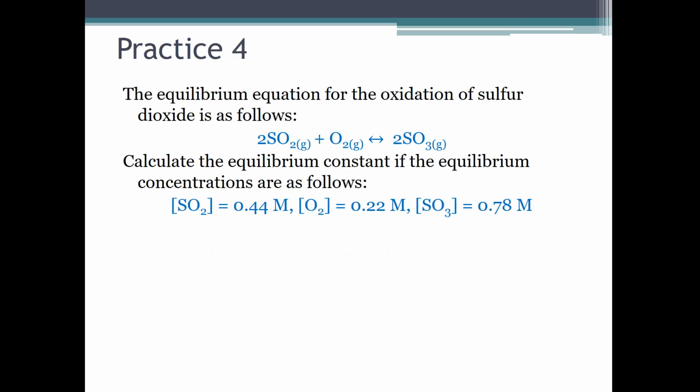It says the equilibrium equation for the oxidation of sulfur dioxide is as follows. And there it is. Calculate the equilibrium constant if the equilibrium concentrations are as follows. And there are the concentrations. So pause the video, take a moment and work this one out.